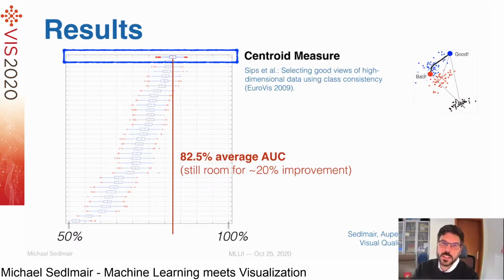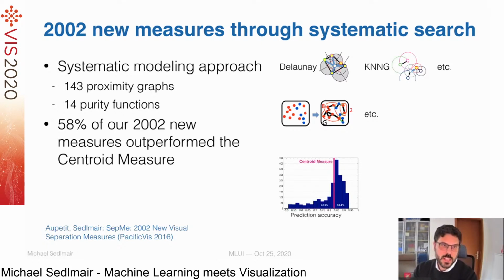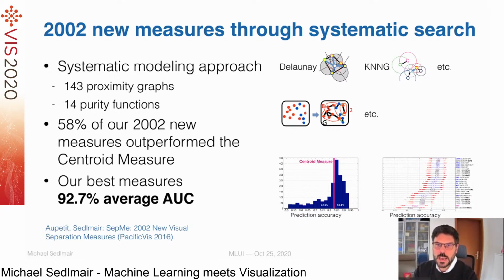And that's what we actually did in a follow-up paper the year after, where we created 2002 measures through a systematic search. Systematic search means we tried out different proximity graphs, and we also tried out different purity functions, and we combined that. So this is lots of mathematics and fun. We had Delaunay graphs, KNN graphs, all sorts of that stuff. And the cool thing is now we could automatically evaluate those based on how humans would perceive them. The results showed that 58% of our 2002 measures performed better than the best state-of-the-art Centroid measure. And the best measure that we got even got up to an average AUC of almost 93%. So this was quite cool.